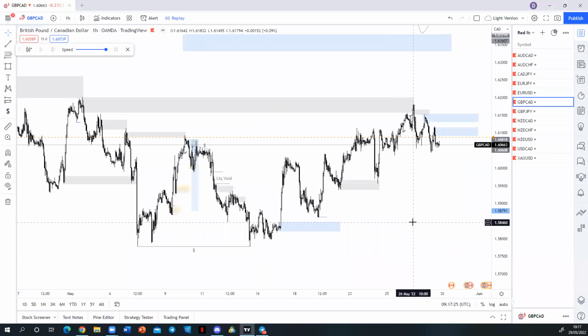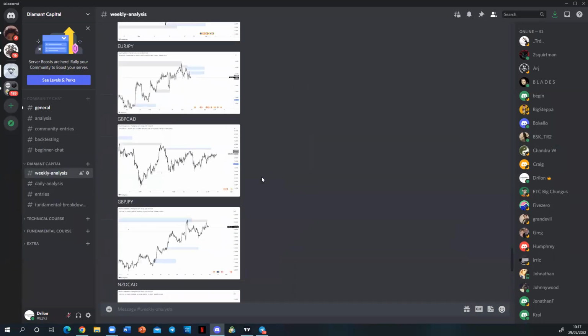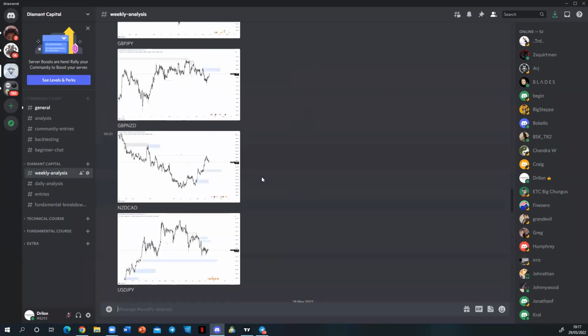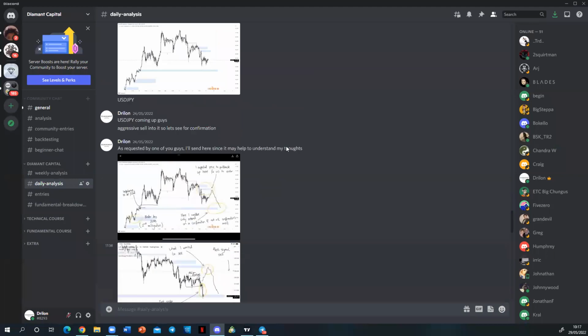So when I was looking at this chart previously, let me just go back to my weekly analysis last week. GBP CAD, where was it? In the daily analysis, I believe.